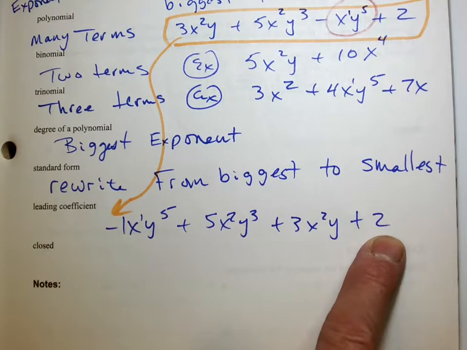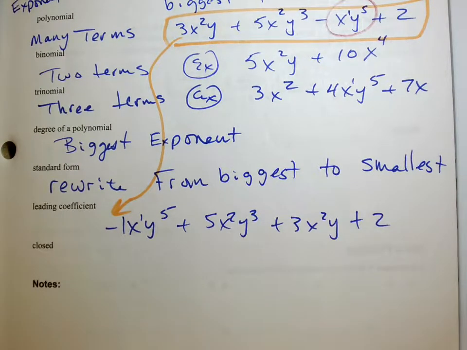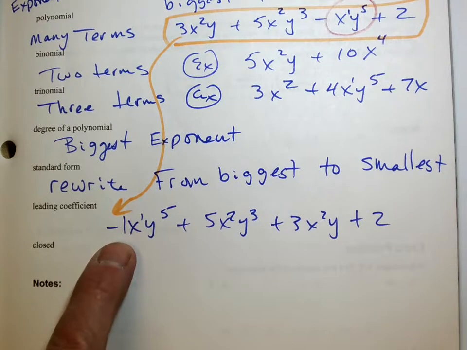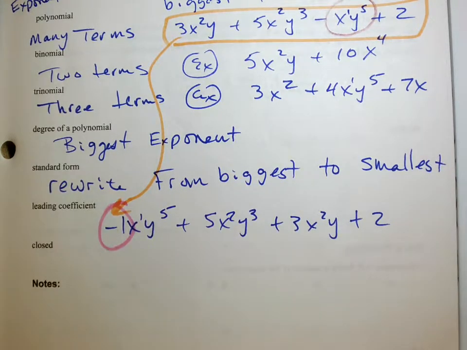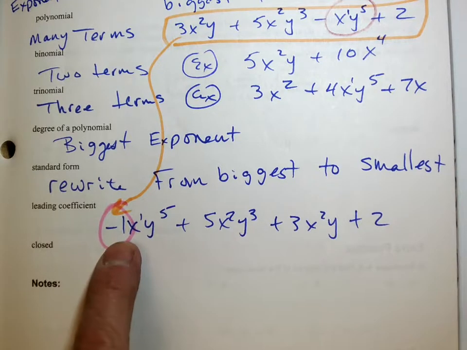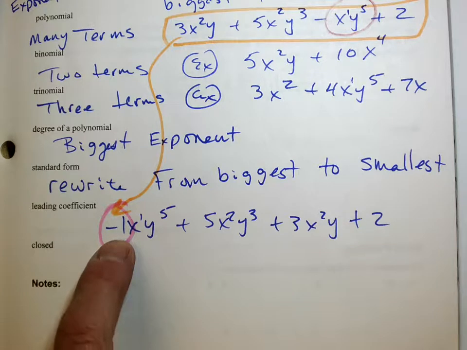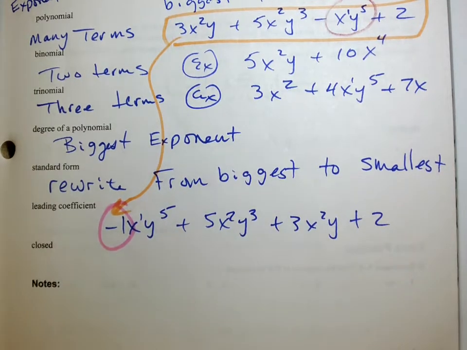Now, the leading coefficient is the very first number that leads the charge. What's the number that leads the charge? Negative 1 is my leading coefficient. The term coefficient means a number in front of a variable. So our leading coefficient is negative 1. Once you rewrite it in order, and you've got your biggest first, then this number leads the way. It's the first number. That's my leading coefficient. Thumbs up so far? All right, good. And you can use these on your quiz, right? So you want to take good notes.